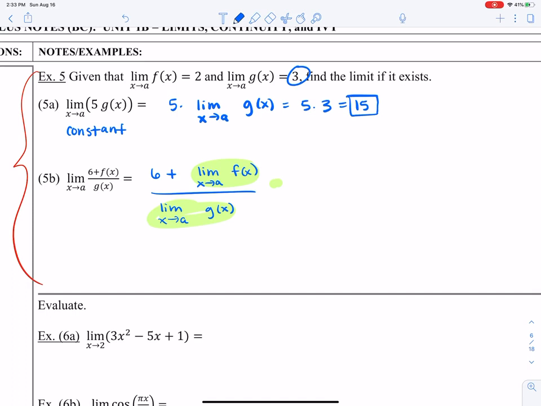I want to see limit notation in 5b that looks like this. You bring your 6 down. We know that this limit is 2. We know that this limit is 3, for a final answer of 8/3.